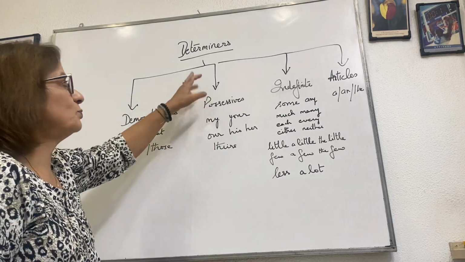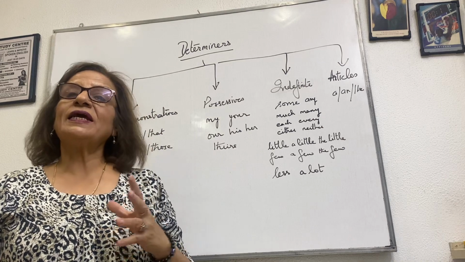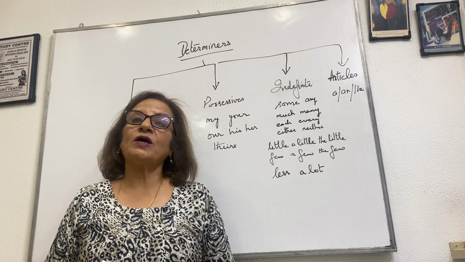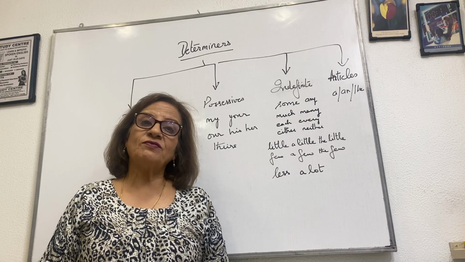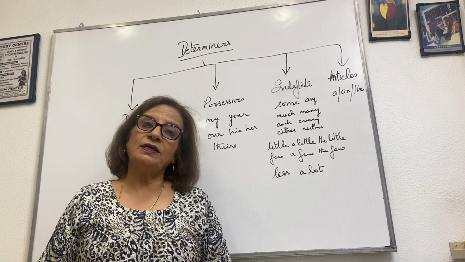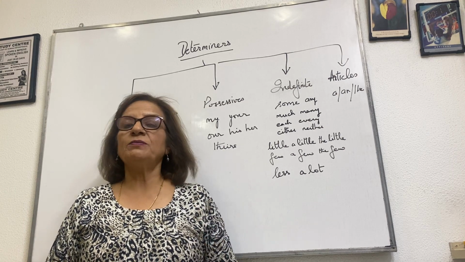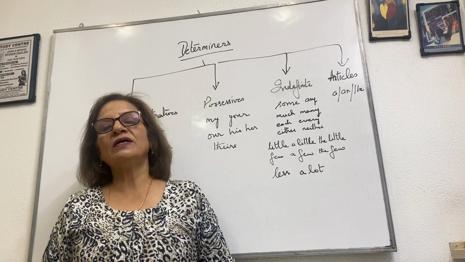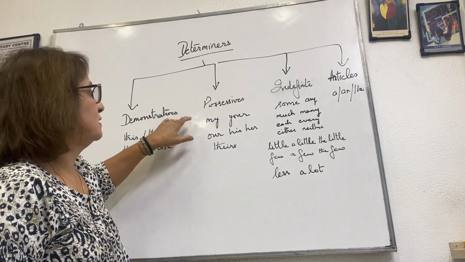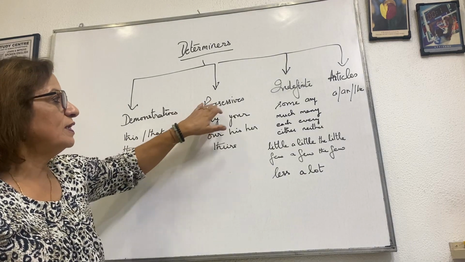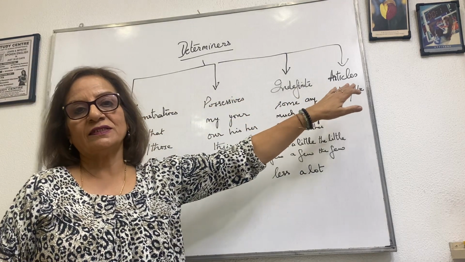Now, what are determiners? They are like adjectives because they qualify the noun. What are adjectives? Adjectives are words that qualify a noun. In the same way, determiners also qualify a noun. There are four kinds: demonstratives, possessives, indefinite, and articles.